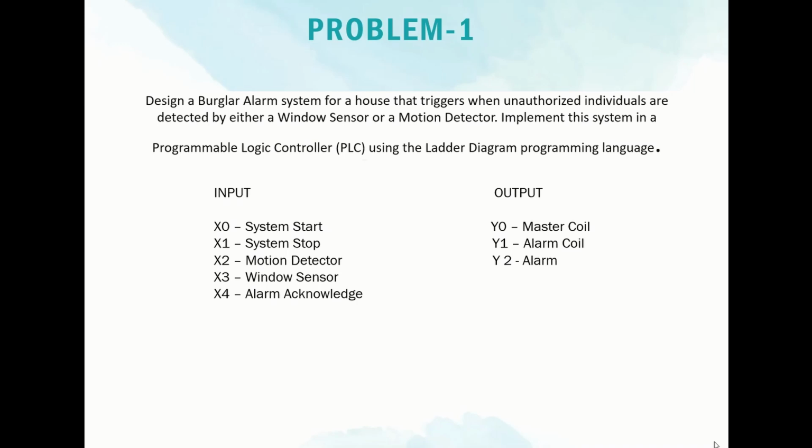Suppose some unauthorized detection is made by the sensor, the alarm will ring. Then there should be an input from which the user can acknowledge the alarm so that it can be stopped, because you know that someone has entered the house. And there we will use three outputs. One is the master coil, which starts or enables the whole system. Second is the alarm coil, and third is the alarm. Okay, so let's see how we'll make the program.